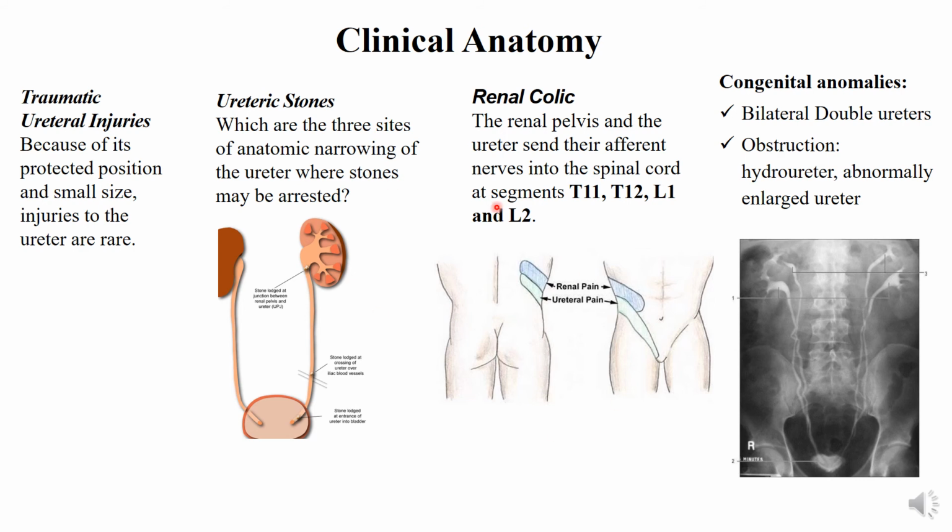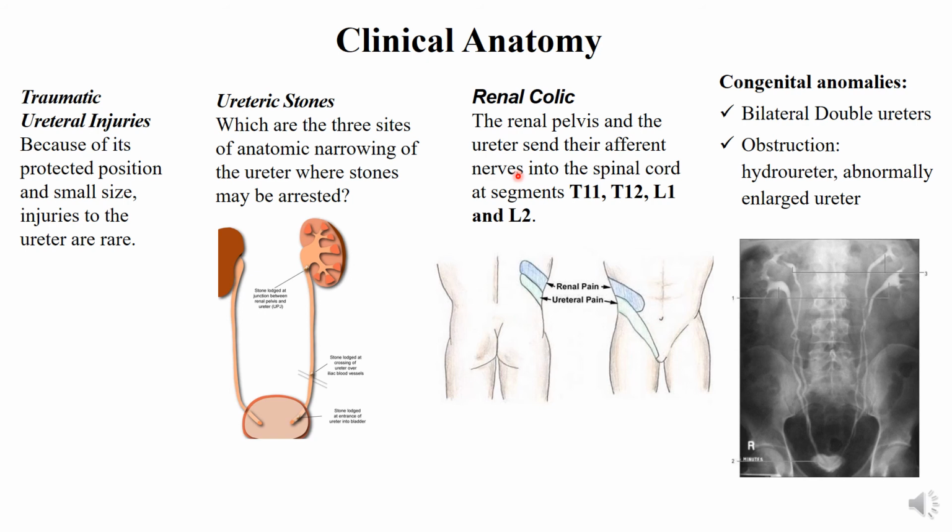Some notes on the clinical anatomy of the ureter. The injury to the ureter is very rare because it is located in a place where it is protected. And the other thing is that it is very small in size, so the injuries to the ureters are really very rare. And if we have stones in the ureter, there are three main sites where these stones can obstruct the ureter, and we have talked about them previously.